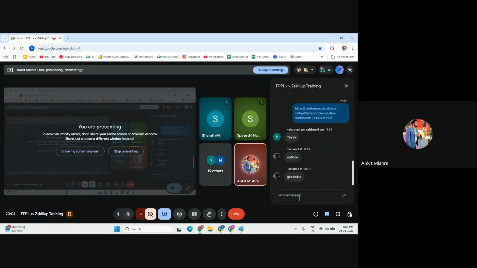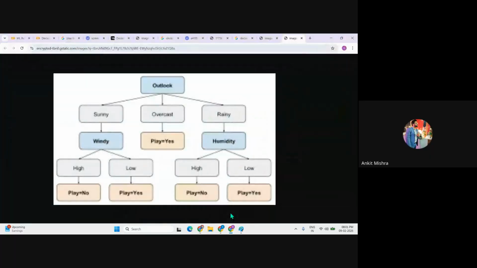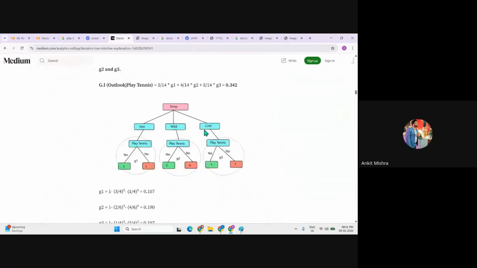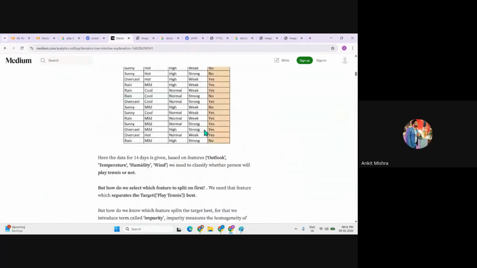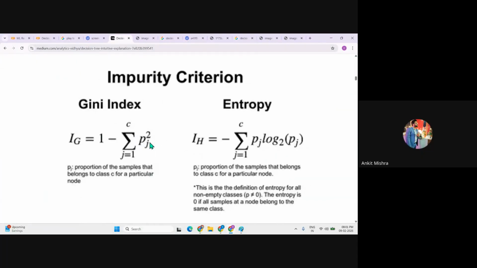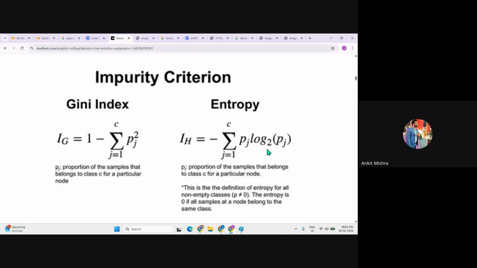Gini index. And the second mathematical intuition that you can use is entropy. Entropy is similar to the Gini index, used to calculate the randomness in your data set. I have already shared the article link. Instead of the Gini impurity or Gini index, you can use the formula for entropy, and the concept will remain the same.